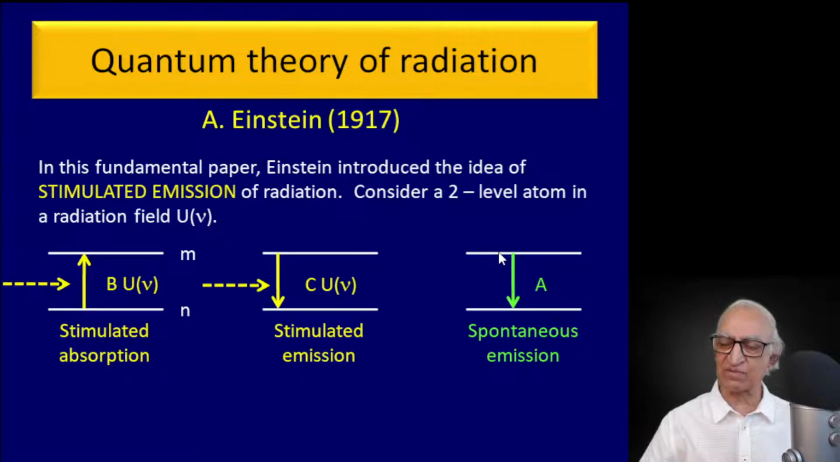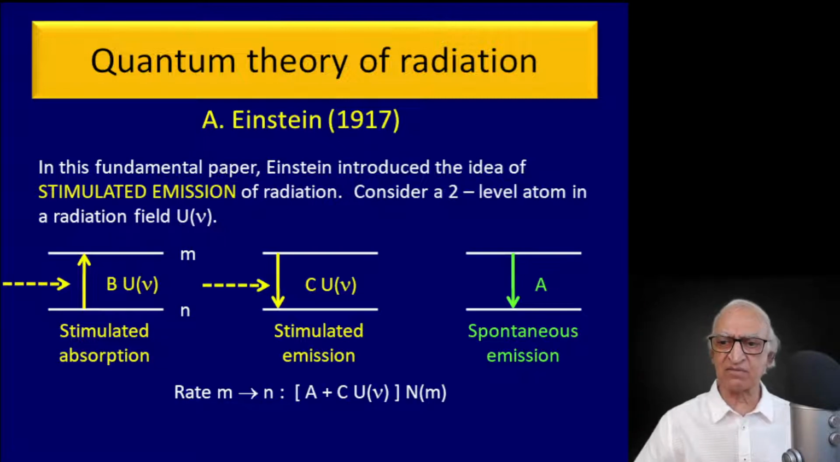And an atom can jump from an upper energy level to a lower energy level, emitting a photon. But the new idea was one of stimulated emission. An atom or a molecule which is in an excited state, the state M in this diagram, can be tickled to jump to the lower level and emit a photon. It can be tickled by an incident radiation field. That is the notion of stimulated emission.